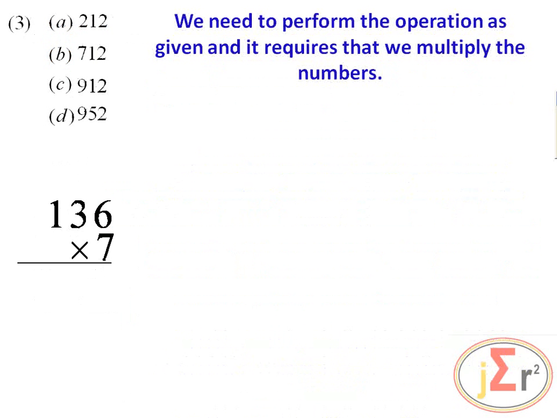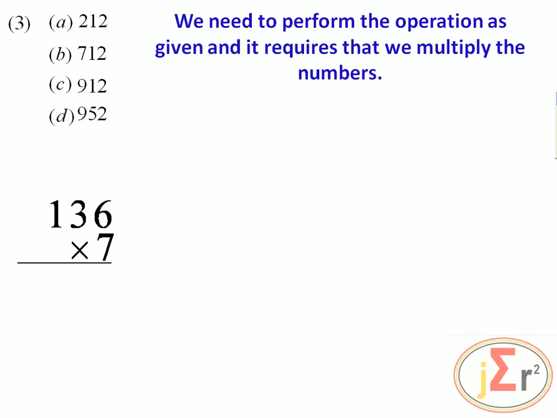We need to perform the operation as given, and it requires that we multiply the numbers. So, Jerry, how do we know that we are required to multiply? The sign. What is the sign for multiplication? It looks like an X. Right, it looks like an X. And we know that we are required to multiply. And when we are multiplying, which digit do we first multiply by 7? The 6.